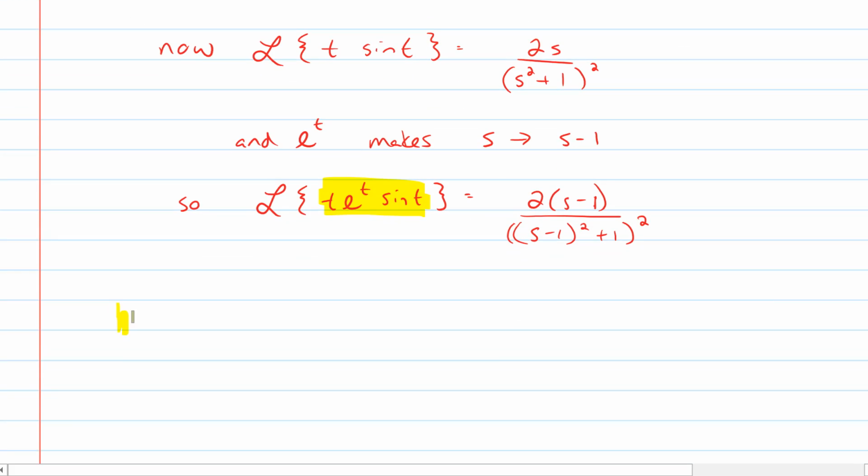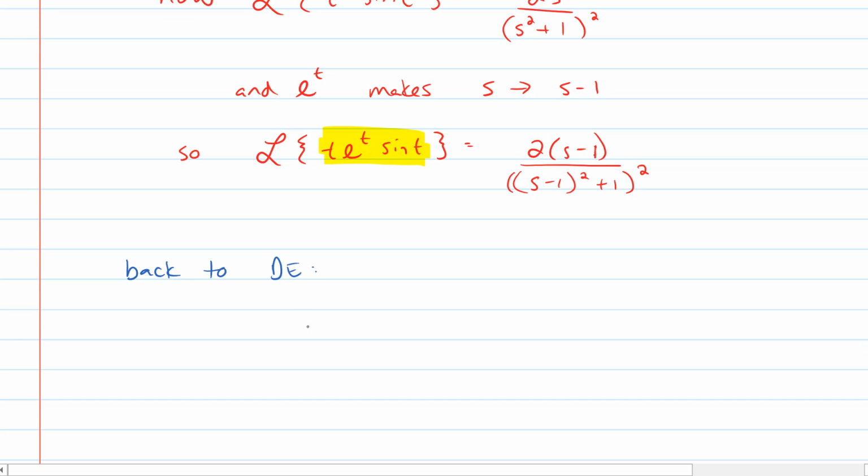So back to, whoops, let me try to write not with my highlighted pen. So let's go back to the differential equation. Let's write that out actually, because we've already forgotten what it was. y prime minus y is equal to t e to the t sine t.